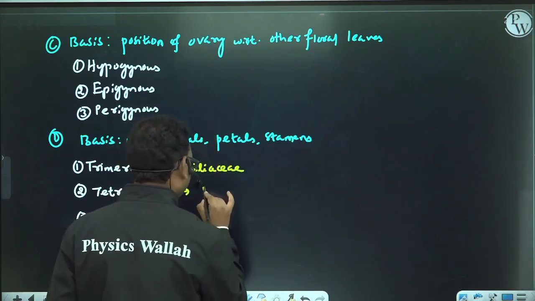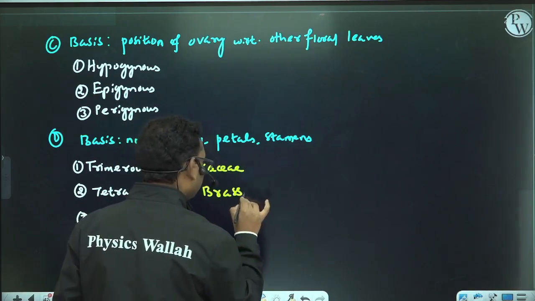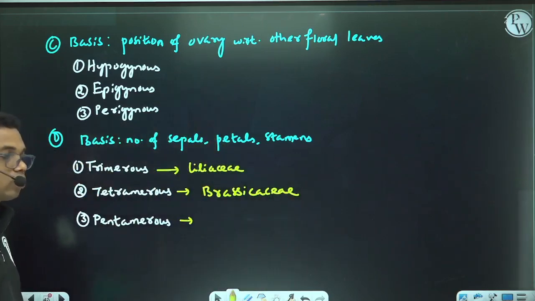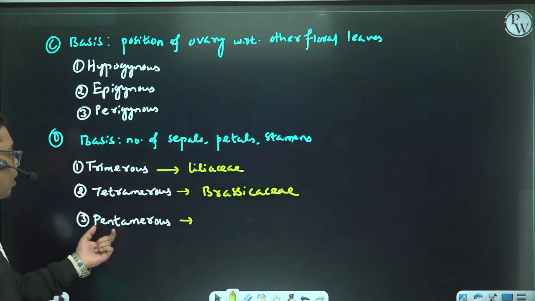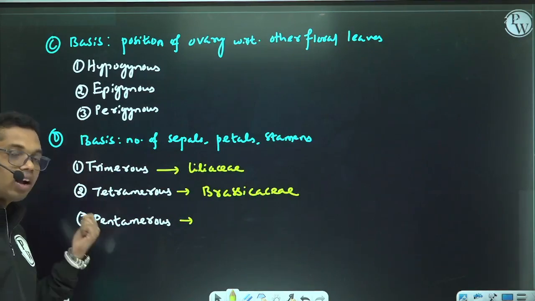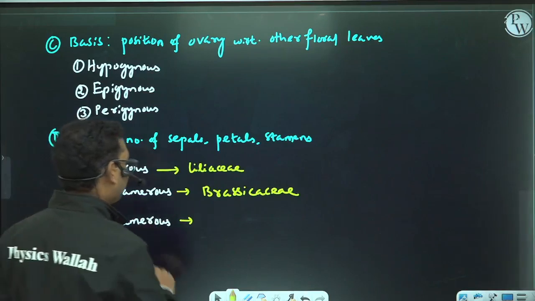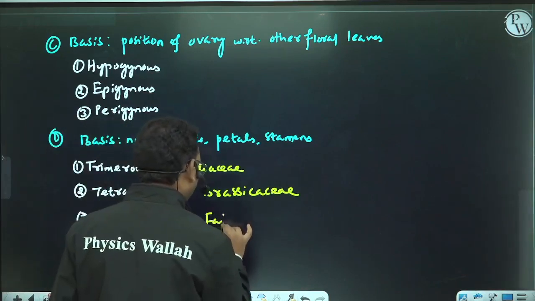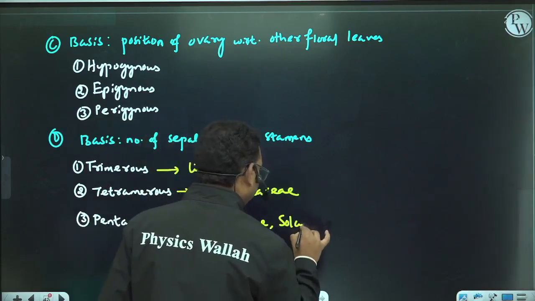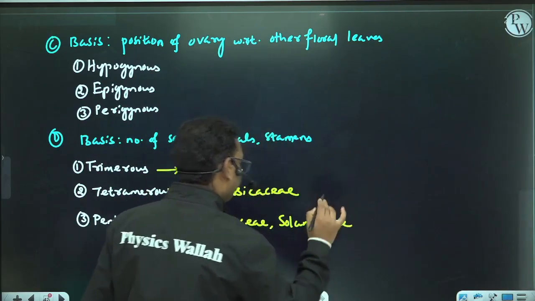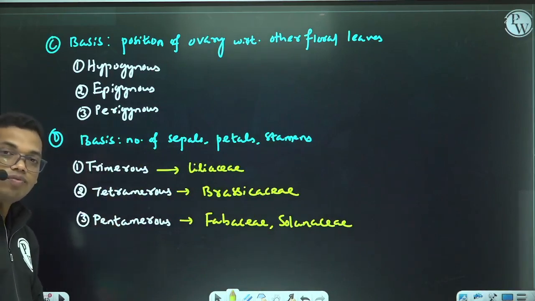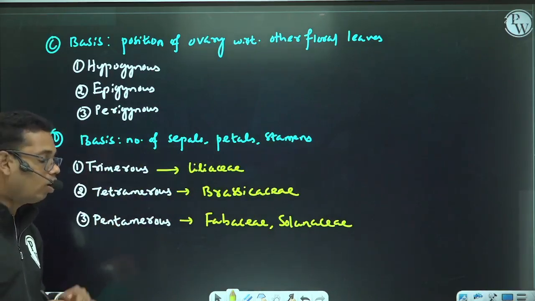The Brassicaceae family is also called the mustard family. And if the number of sepals, petals, and stamens is 5 or a multiple of 5, that is called a pentamerous flower, and this is found in the families Fabaceae and Solanaceae. Okay, so this is the classification of flowers on different bases.